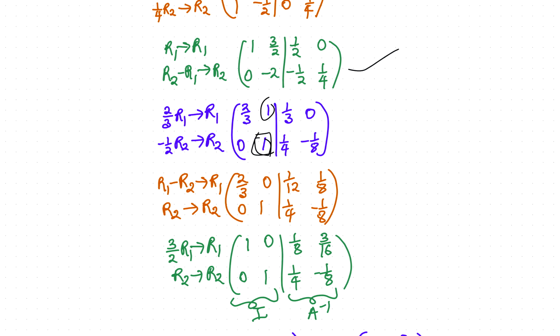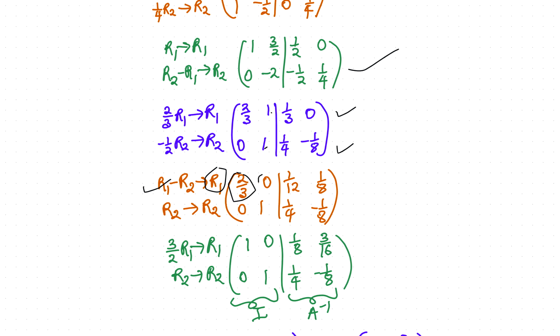So now the new row 1, R1, is going to be the old row 1 minus the old row 2. The answer we put for row 1 is the new row 1. So you have 2 over 3 minus 0, you have 2 over 3 here. 1 minus 1, you put it here as 0.